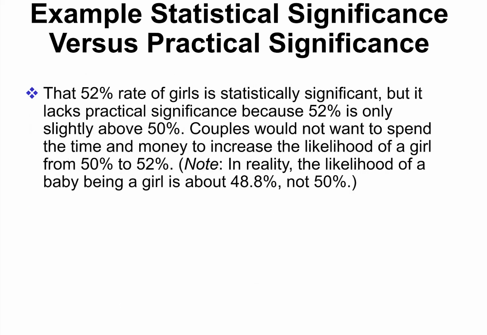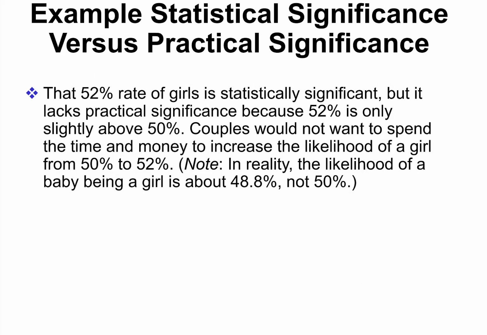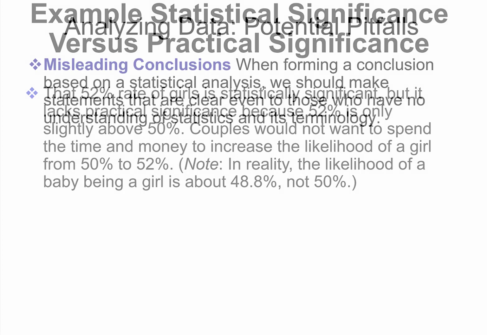But the practicality here is that the rate went from 50 to 52%. And the reason that it was significant back here, I want to point out, is because of the large sample size. But the practicality here, if you were a couple and you were told you could increase your chance of getting a girl from 50 to 52%, and the product was quite expensive, you might not be willing to do that.